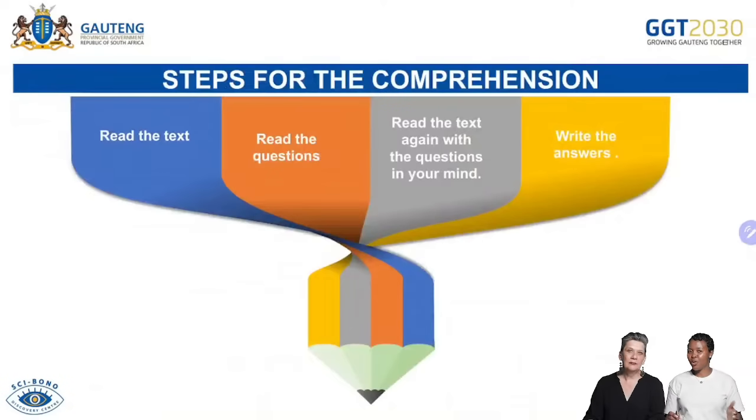First, you need to read the text. And by the way, this is already done in the 10 minutes, as we've mentioned before. You read the questions. As soon as that is done, you now begin to read the text again with the questions in mind. Then you write down the answers. Let's go over this again. In your 10 minutes, you read as though you're reading for leisure to get the gist of the text. Then you move to your questions.